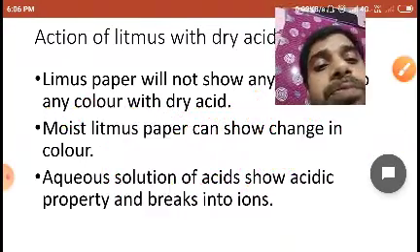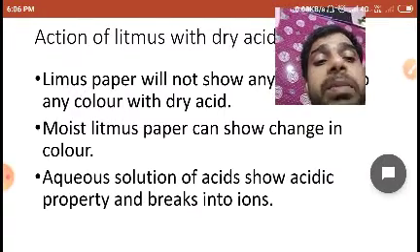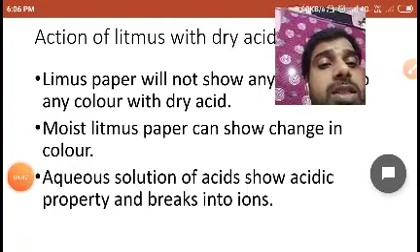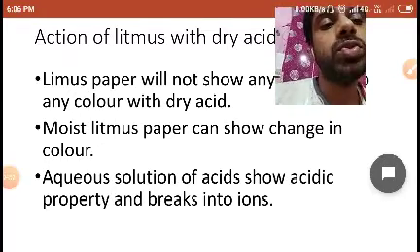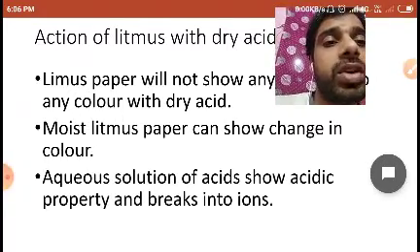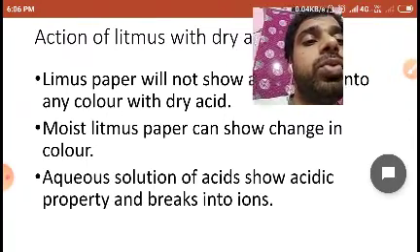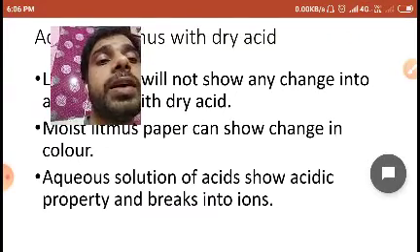Aqueous solutions of acids show acidic property and break into their ions, as I have told you. Yes, only the aqueous solution. Dry acids will not break into their ions, so they cannot change the blue litmus into red.